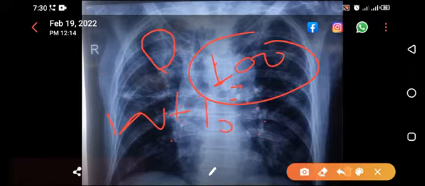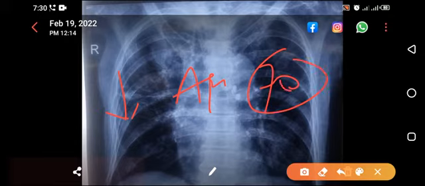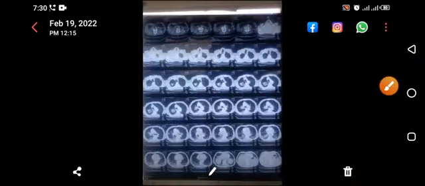Patient presented with a significant weight loss, that is 15 kg in the last 2 months, and also there is a decreased appetite, and the age of the patient is almost 70. So keeping in view the history, the neoplastic lesion was on the top of the list, so we did a CT scan of the patient.